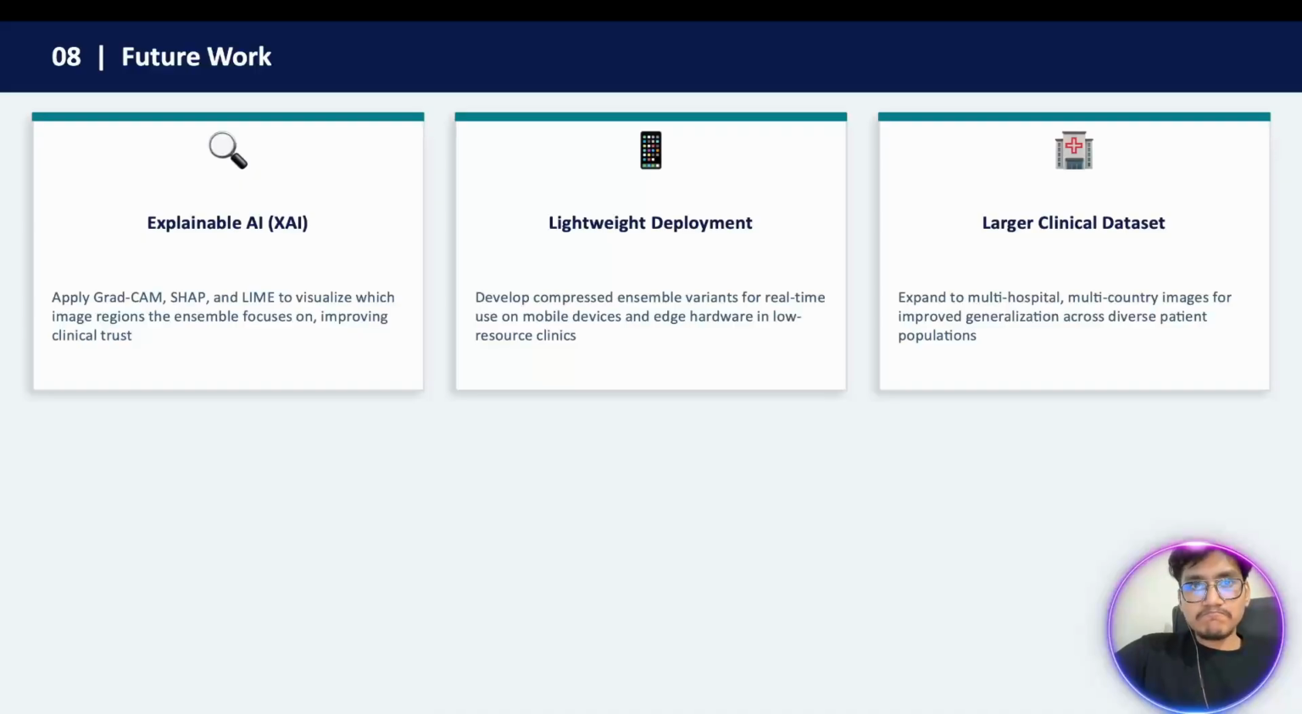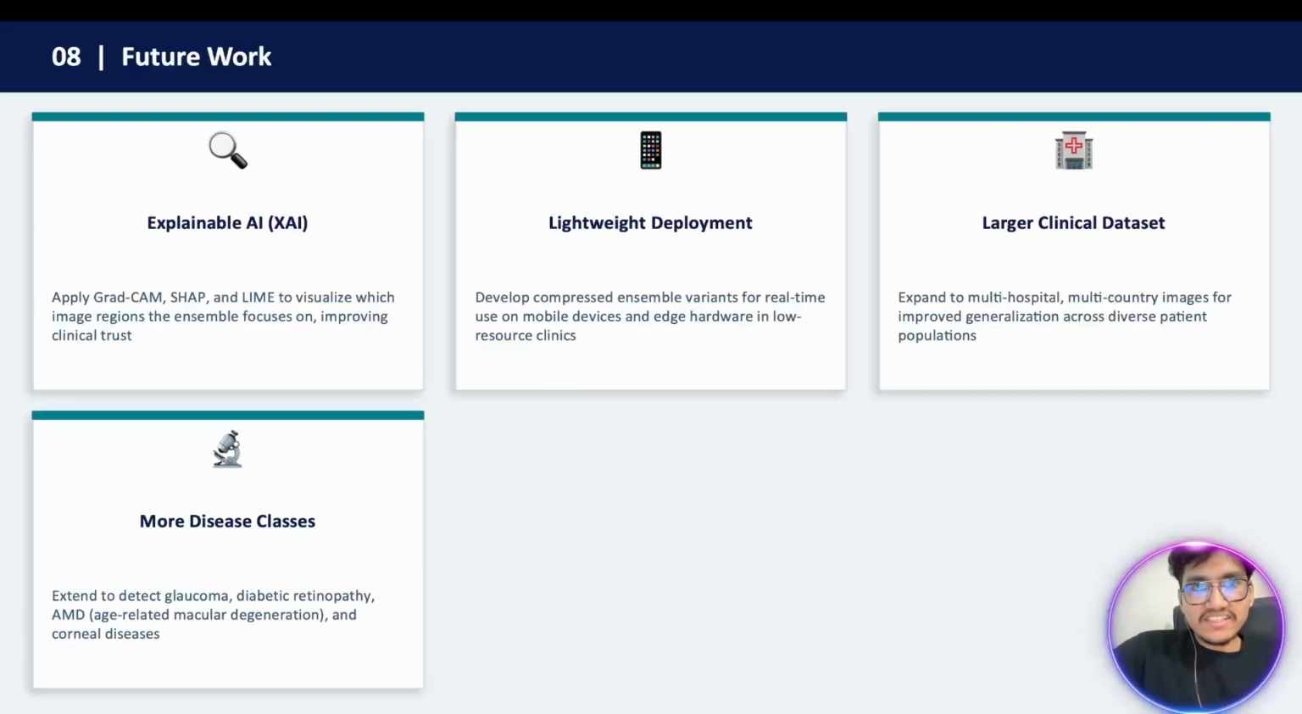And then more disease classes. The current model covers 5 conditions, but there are many more serious eye diseases like glaucoma, diabetic retinopathy, age-related macular degeneration, and then corneal ulcers and others. Extending the models to detect these additional conditions would make it far more useful in clinical settings.